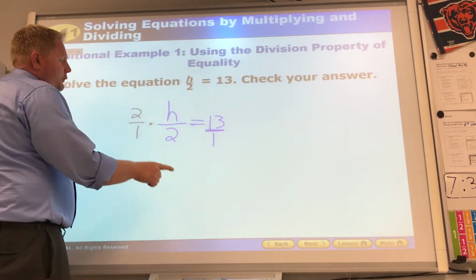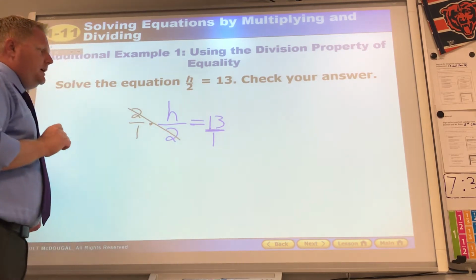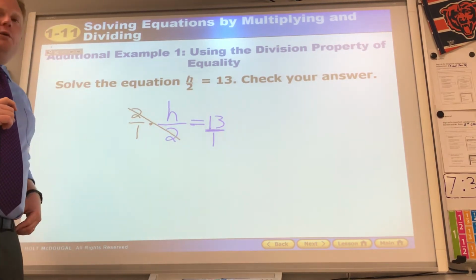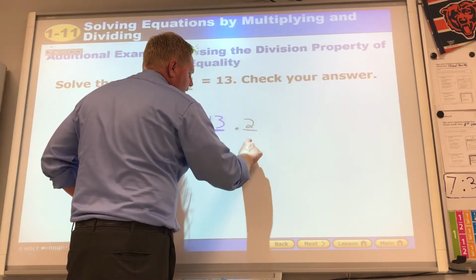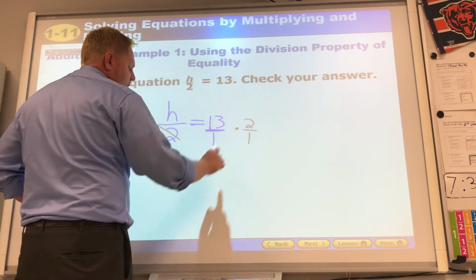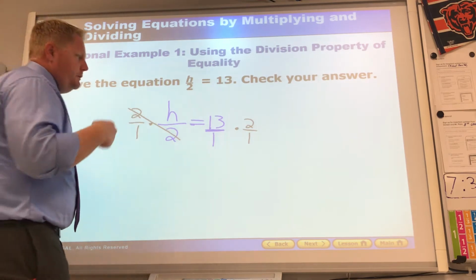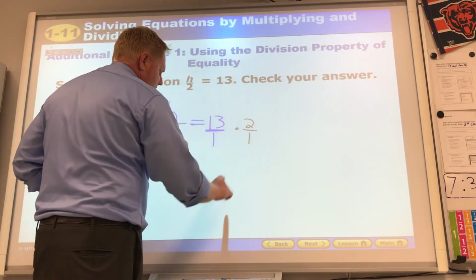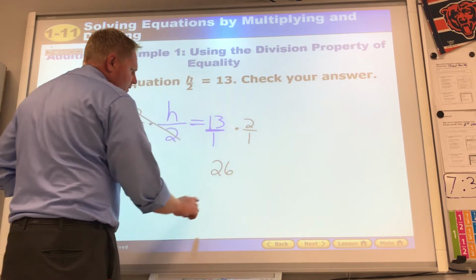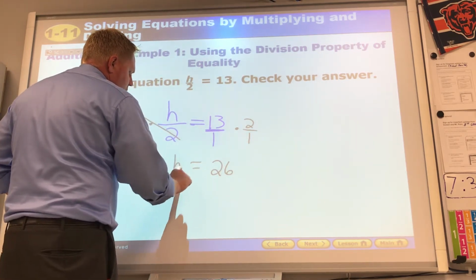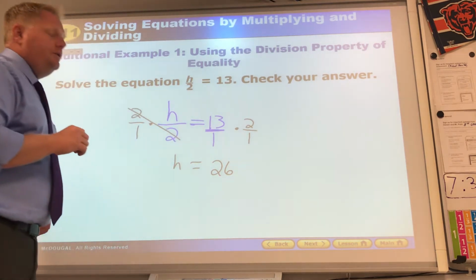And if we remember our fraction rules, we can simplify. Because I can have 2 on the top and 2 on the bottom. But if I multiply by 2 over 1 on one side, I can multiply by 2 over 1 on the other side. Now 1 times 1 is 1, and I didn't really need the 1 on the bottom, did I? It just helps me remember to hold a place. So 13 times 2 is 26. I didn't put the 1 down because I really don't need it. H equals 26. 26 divided by 2, that does equal 13.